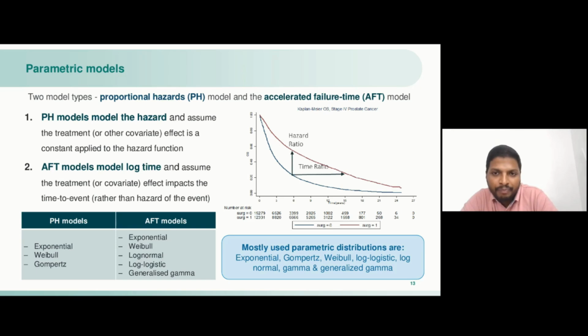So in this figure, you can see that the hazard ratio is the vertical distance between the survival curves, that is the treatment effect applied to the hazard ratio, whereas the accelerated failure time measures the time ratio, represented by the horizontal distance between the survival curves, where the treatment effect impacts the time to event. And the most commonly used parametric distributions are exponential, Gompertz, Weibull, log-logistic, log-normal, gamma, and generalized gamma.